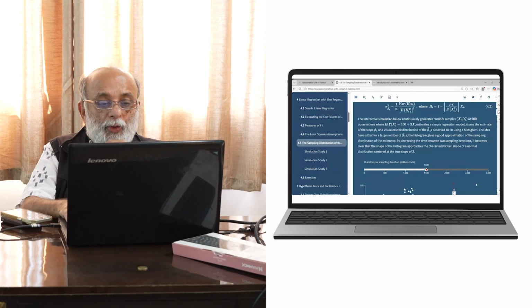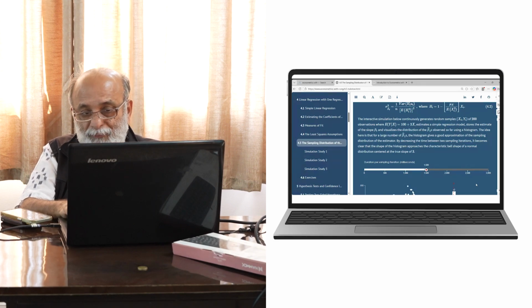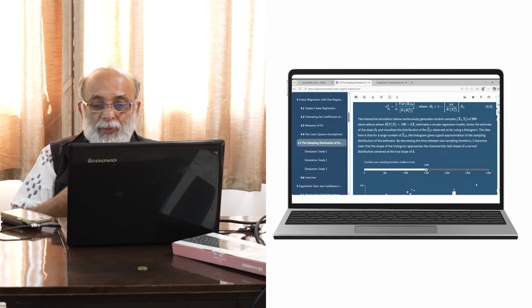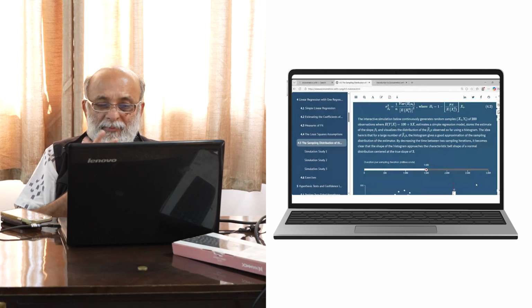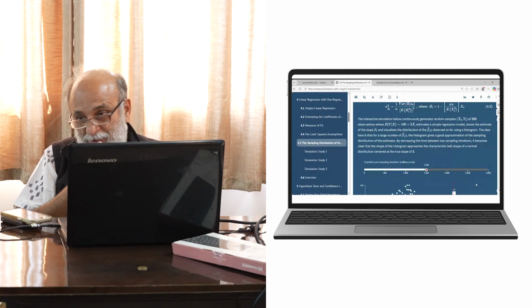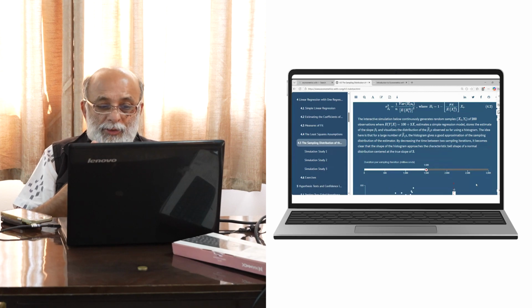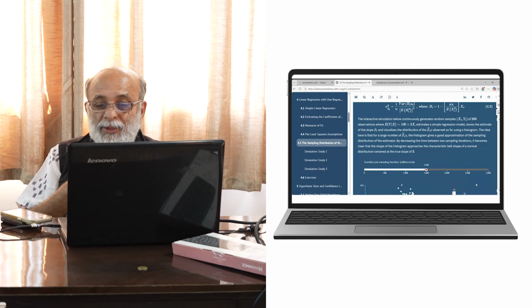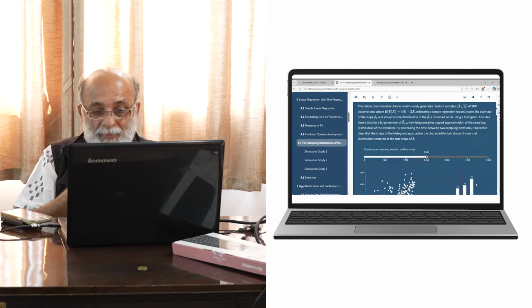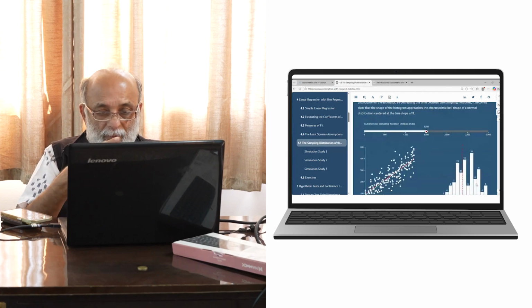Okay, so look at this simulation below. What does the simulation do? It generates random samples of xi, y of 200 observations, where basically the regression equation is y is equal to 100 plus 3x. Right? Okay, so what it does is estimates a simple regression model, stores the estimate slope beta 1 and visualizes the distribution of beta 1 as observed so far using a histogram. Right? Okay.